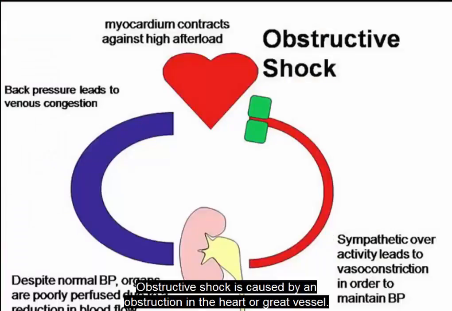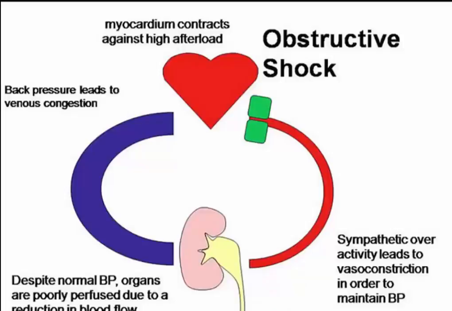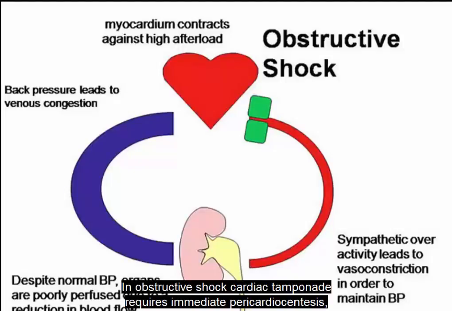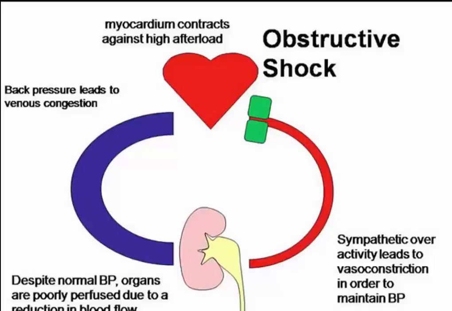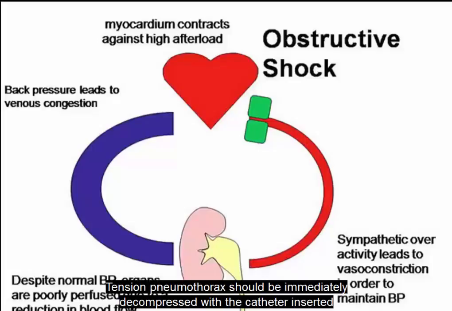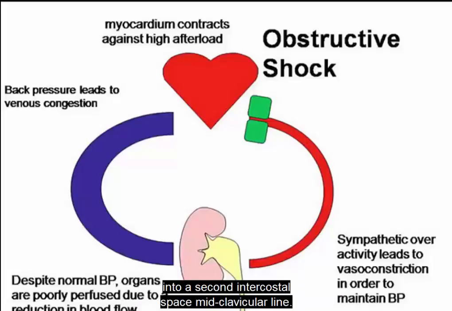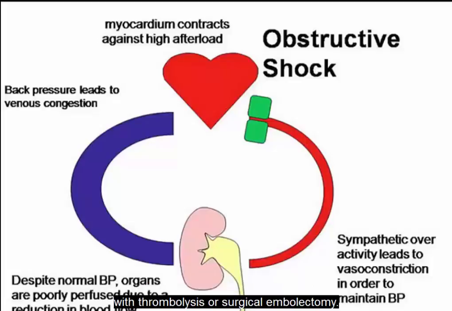Obstructive shock is caused by an obstruction in the heart or great vessel. Risk factors are pericardial tamponade, pulmonary emboli, or aortic stenosis. In obstructive shock, cardiac tamponade requires immediate pericardiocentesis, which can be done at the bedside. Tension pneumothorax should be immediately decompressed with the catheter inserted into the second intercostal space, mid-clavicular line. A massive pulmonary embolism resulting in shock is treated with thrombolysis or surgical embolectomy.